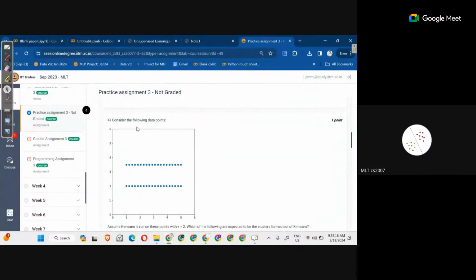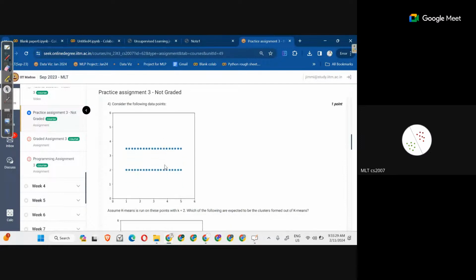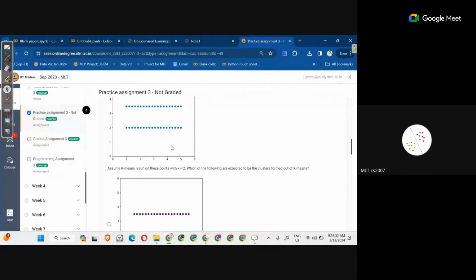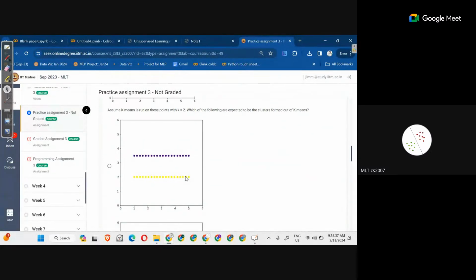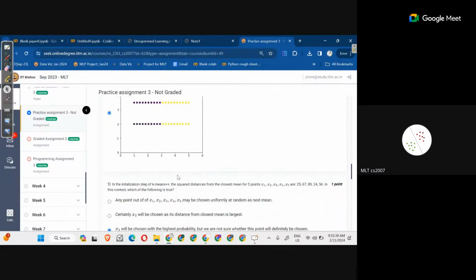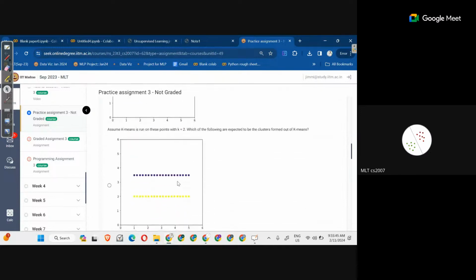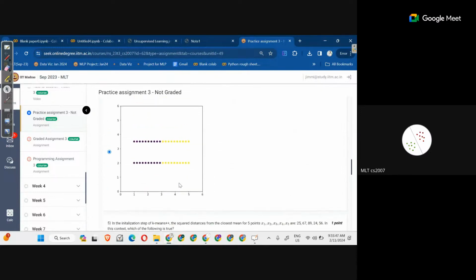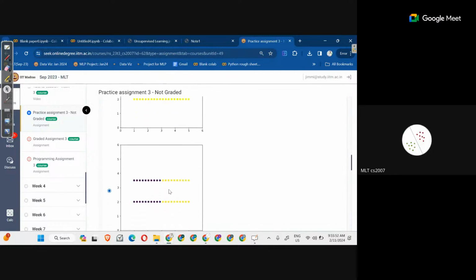The fourth question is an interesting question. Choose the following data points. Assume K-means is run on these points with K equal to 2. Which of the following are expected to be the clusters formed out of K-means? These are the data points, and you set K equal to 2. Which of the following diagrams can you see as your answer? Actually, only two diagrams are there.